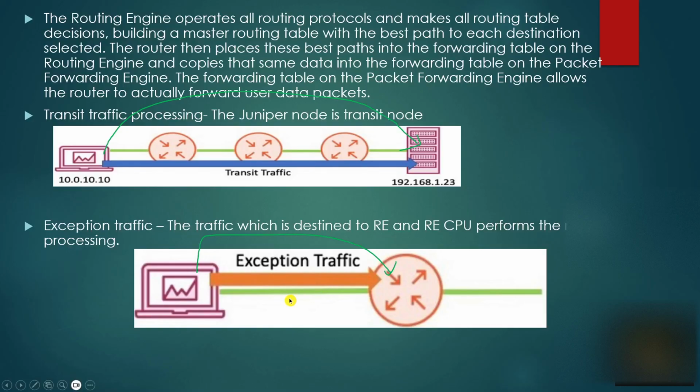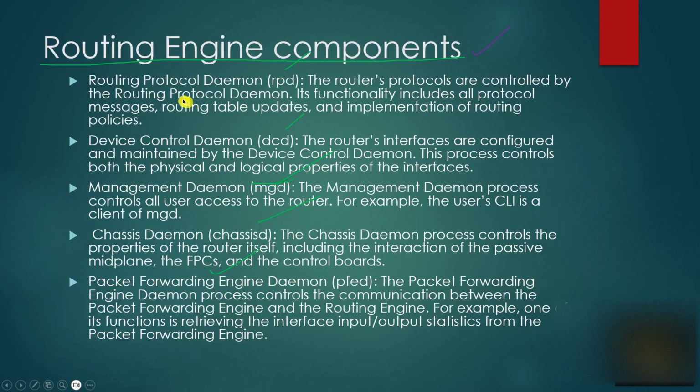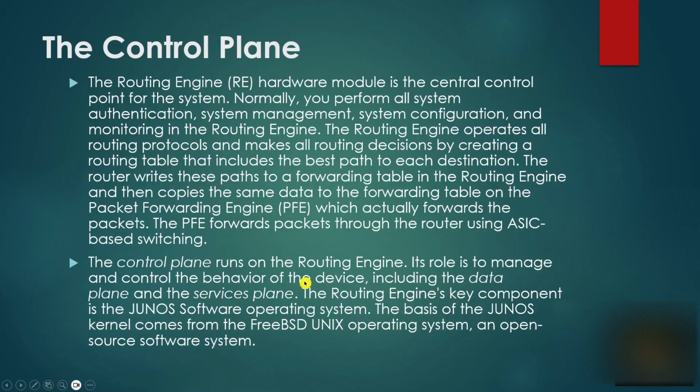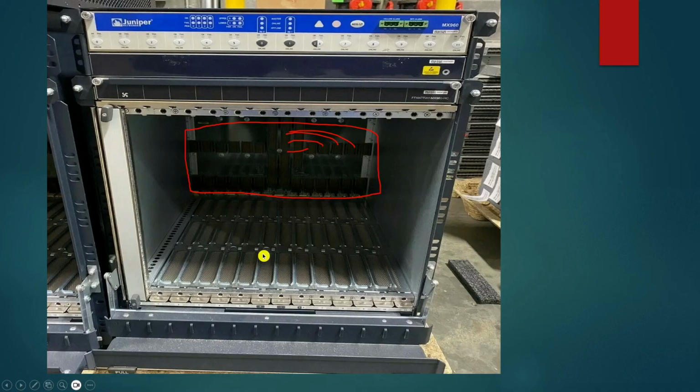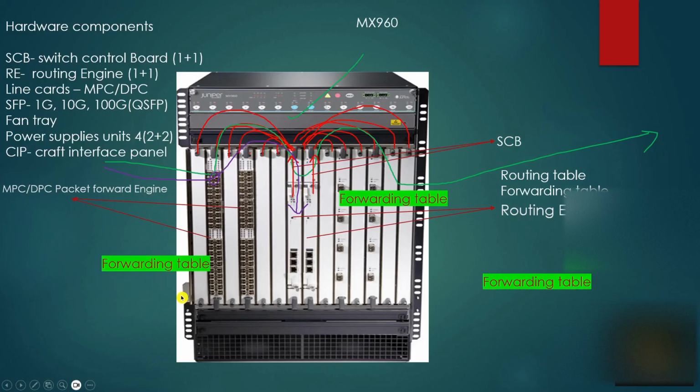Is it clear, everyone? Does everyone understand PFE components? Just chips. Remember, PFE components mean internal chips, ASICs. Routing engine components are daemons. And this is transit traffic and exception traffic. I explained very beautifully with this diagram. This is all about the Juniper Day-1 class: all about hardware, internal architecture, and daemon components.